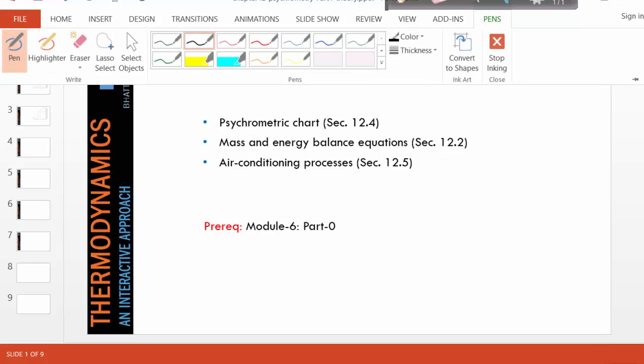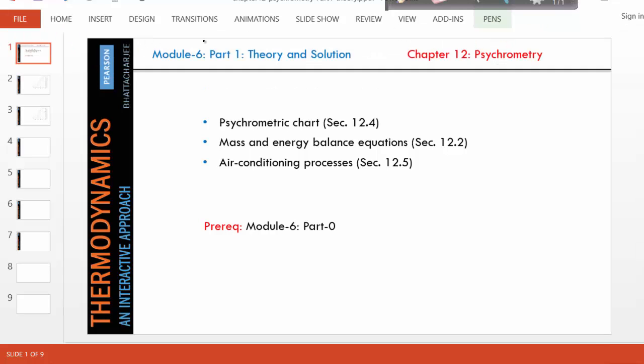Okay, let us continue our discussion of psychrometry. This is part 1 of module 6. So here we'll continue our discussion of the moist air model, specifically the psychrometric chart, how we can express properties of moist air through this chart.